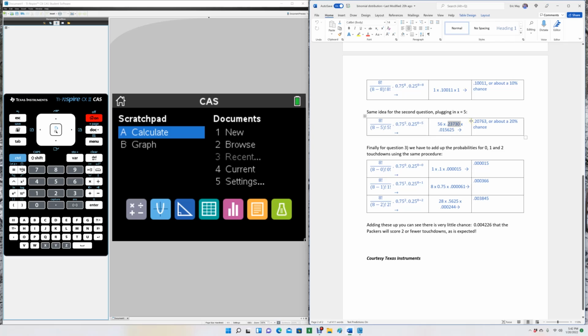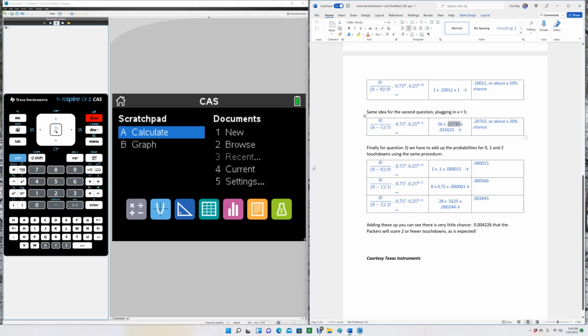Pretty good, actually. Finally, for question 3, we actually have to add up the probabilities for 0, 1, and 2 touchdowns using the same procedure. And then we add up the results. So for 0 touchdowns, they have a 0.000015 chance, 0.00366 for 1 touchdown, and 0.003845 for getting 2 touchdowns. As you can see, there's very little chance, if you add these up, we get 0.004226, that the Packers will score 2 or fewer touchdowns, as is expected.